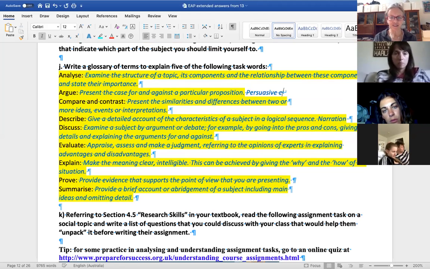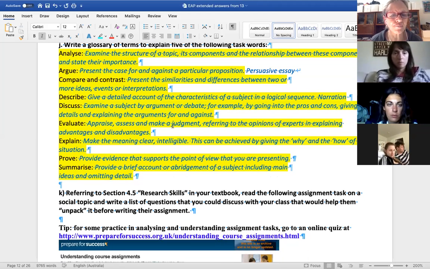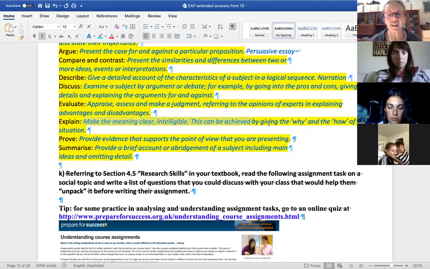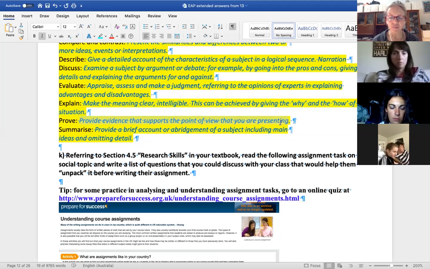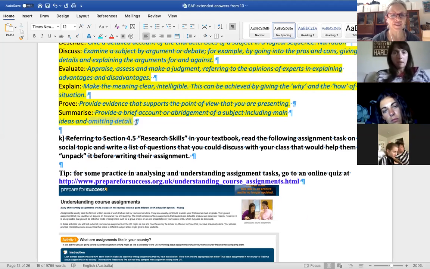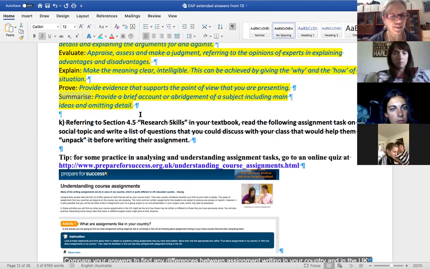Same as persuasive essay. Evaluate: appraise, assess, make a judgment referring to the opinions of experts and explaining advantages and disadvantages. Explain: make the meaning clear, intelligible. This can be achieved by giving why, how to explain the situation. And prove: provide evidence that supports the point of view you are presenting. And summarize: to give a brief account or abridgment of a subject, including the main ideas and omitting details. So no details, nothing too much, just a summary. Good.